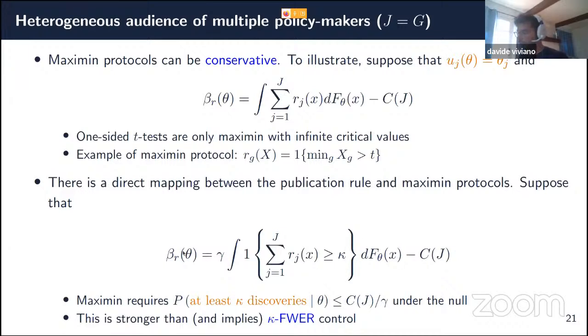Now, if this is your publication rule, multiple hypothesis testing adjustment will rationalize family-wise error rate. Actually, in this context, kappa family-wise error rate control. So the idea here is that through this game between different agents, we can provide some rationalization of different types of error control.